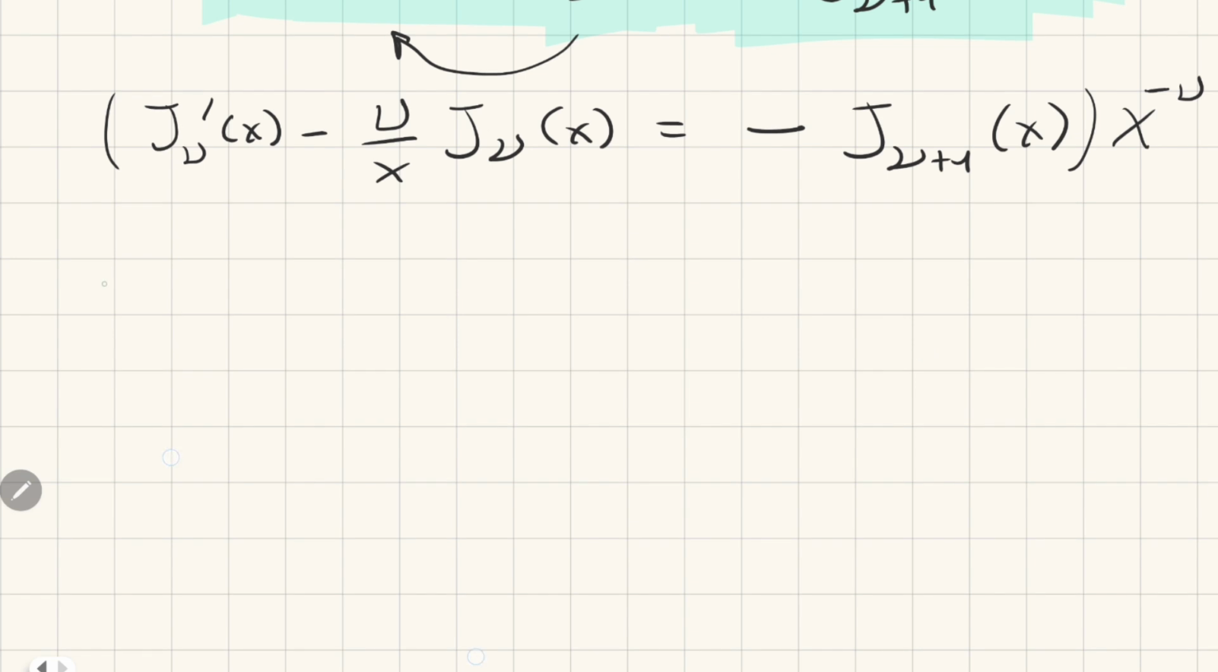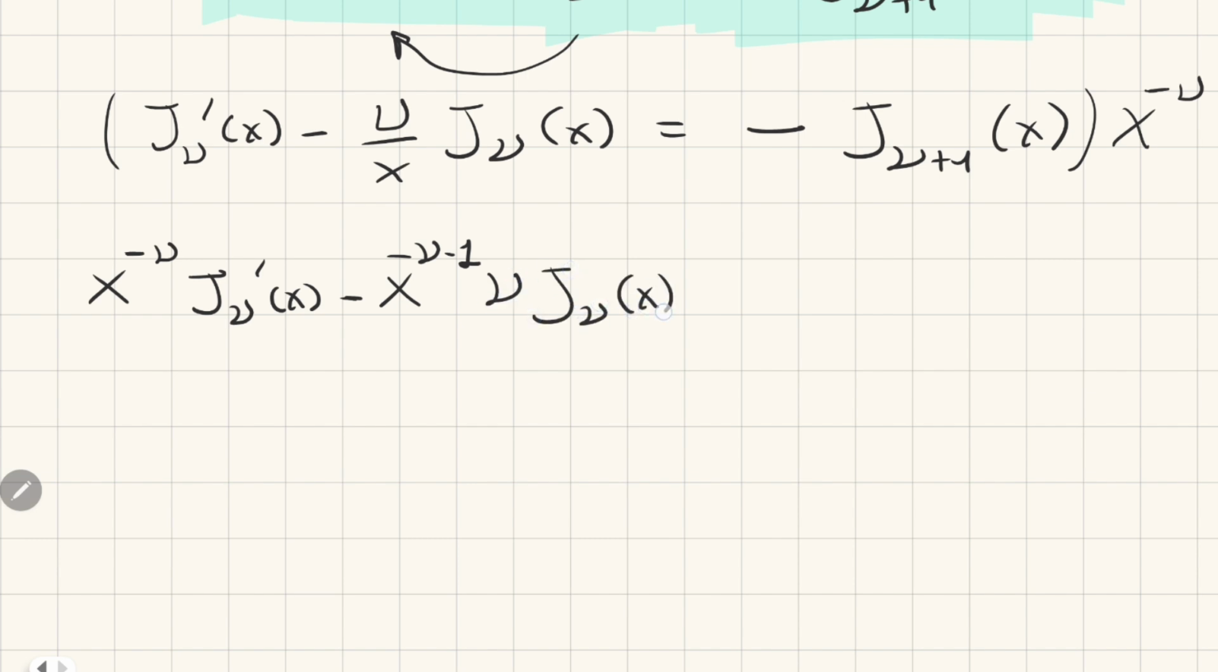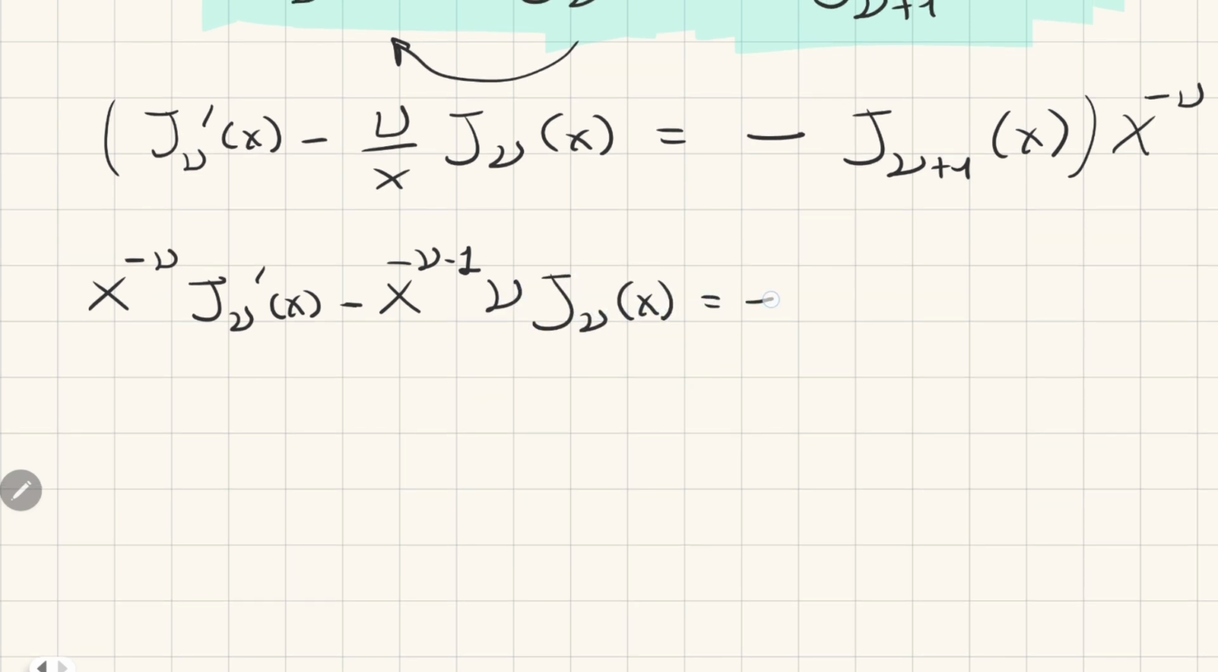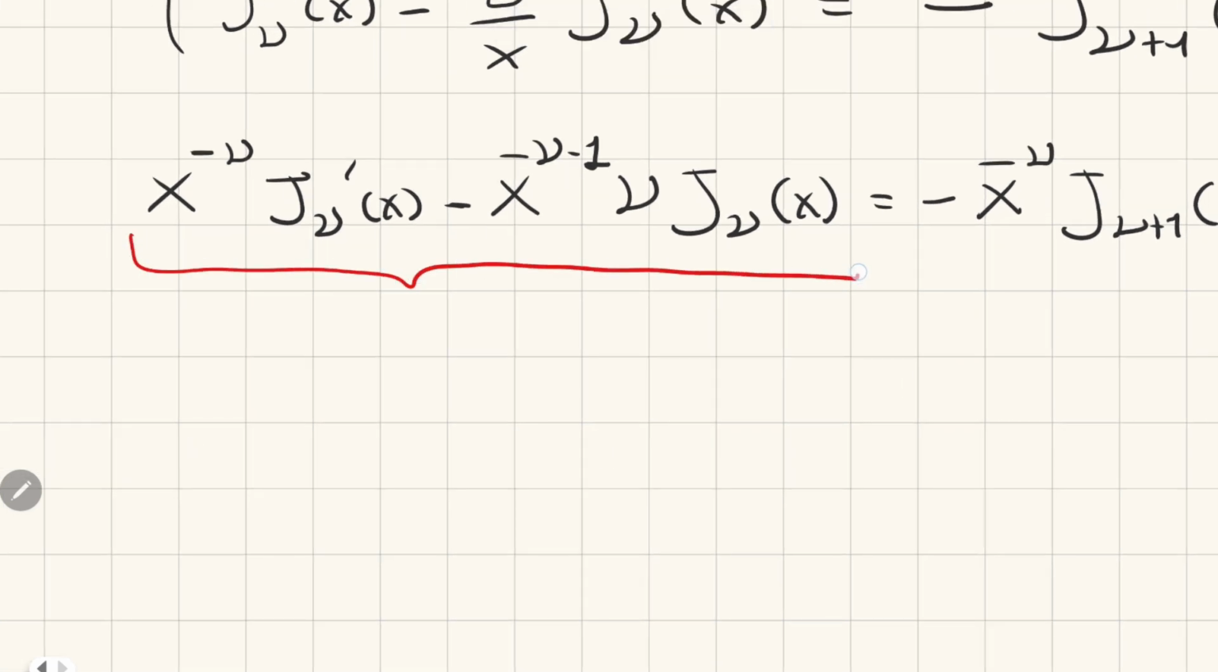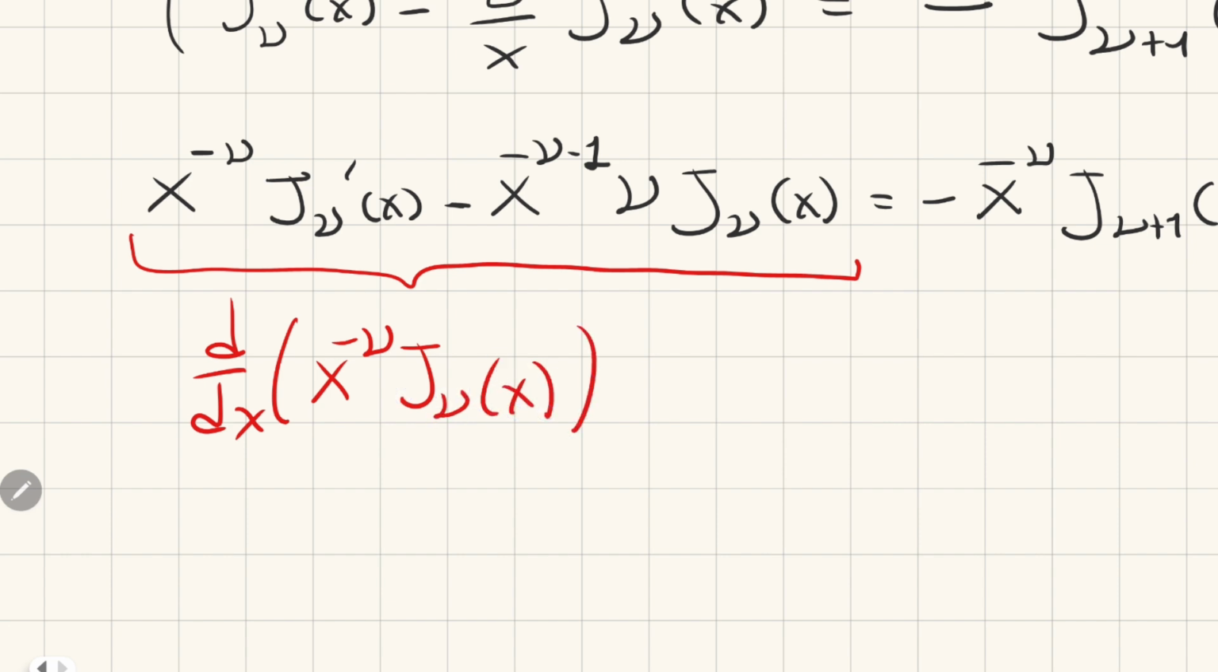And we are going to get x to the minus nu J sub nu prime of x minus x to the minus nu minus 1 nu J sub nu of x equals minus x to the minus nu J sub nu plus 1 of x. Perfect. And we can easily identify that this is the derivative with respect to x of x to the minus nu J sub nu of x.